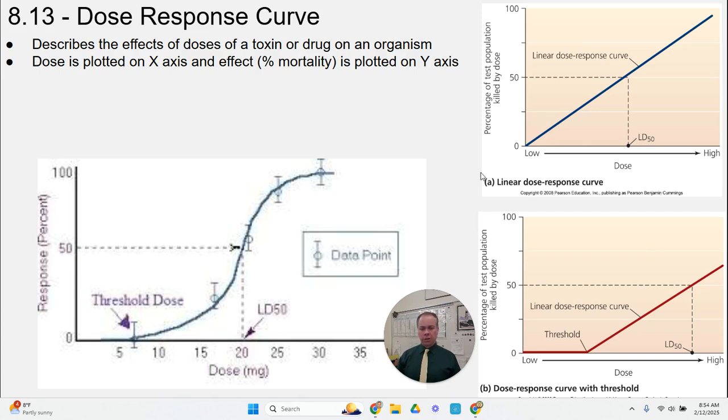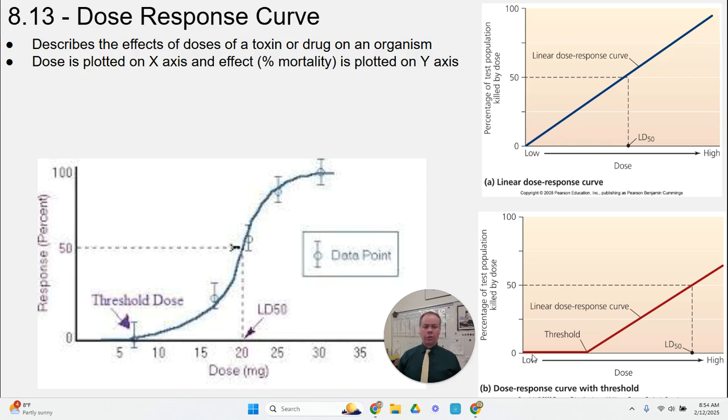If we look here, there are some different types of curves that we see on these dose-response curves. Sometimes there's a linear dose-response curve, which means as soon as individuals are exposed to this substance, they begin to die off, and there's a linear relationship there.